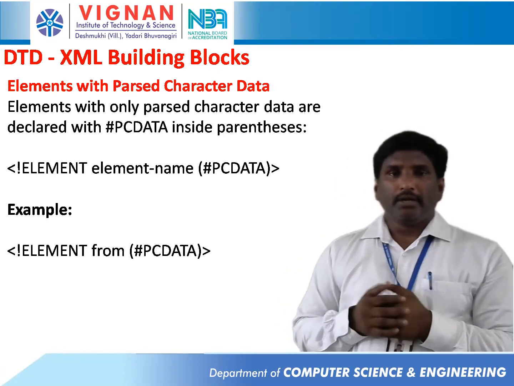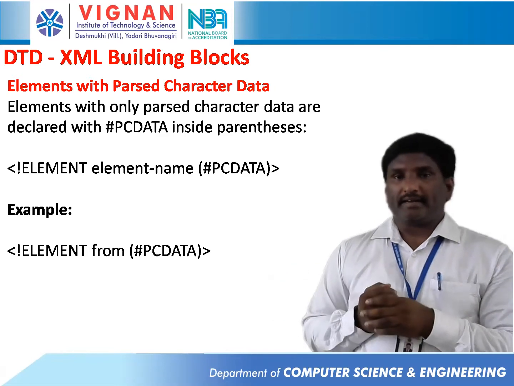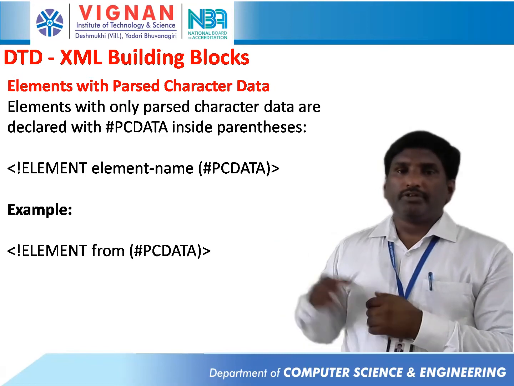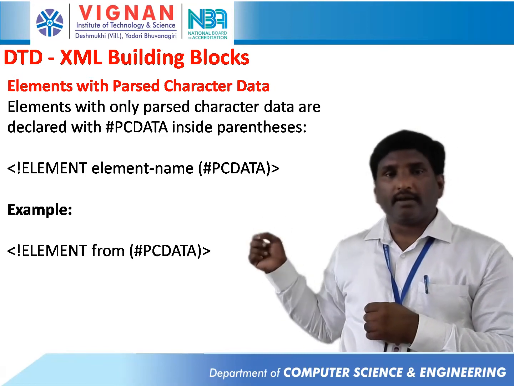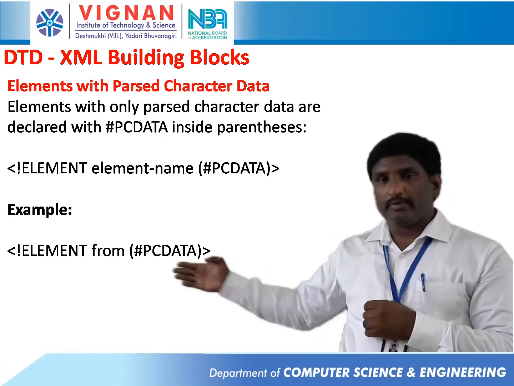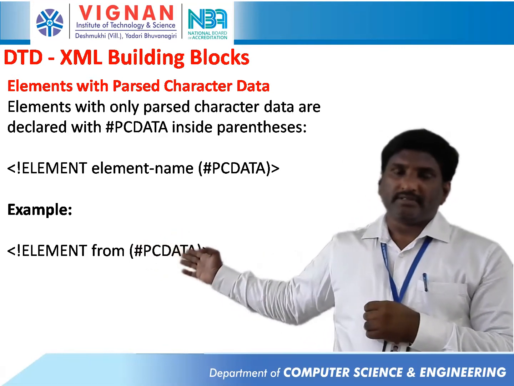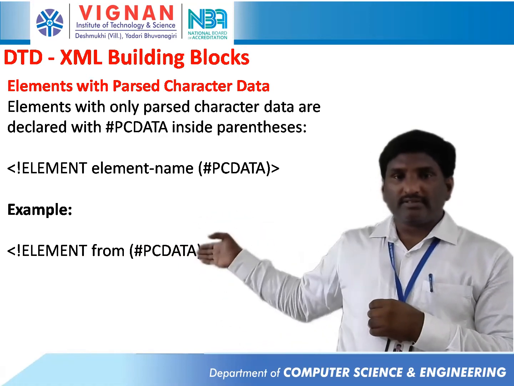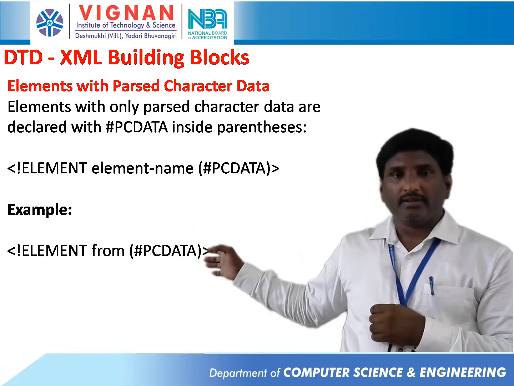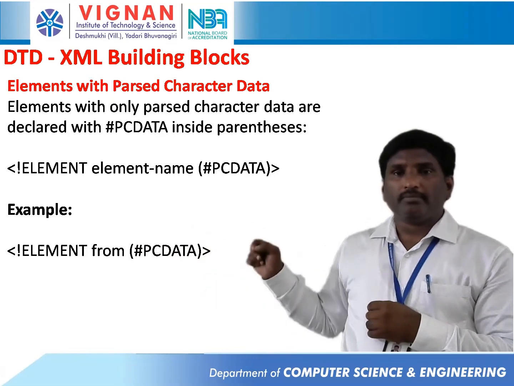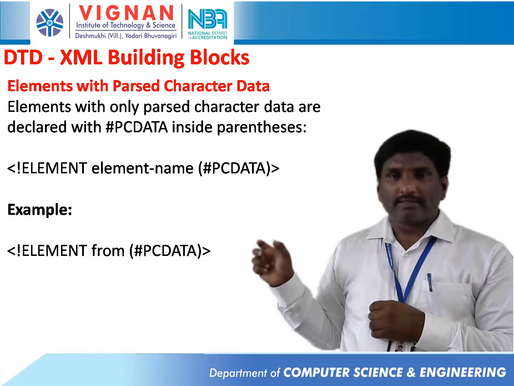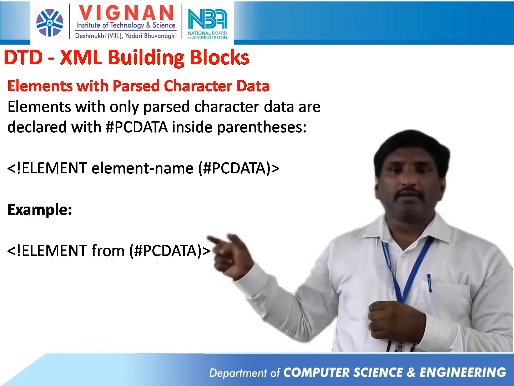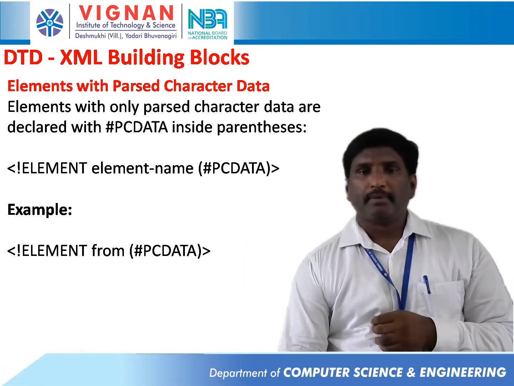Next, elements with parsed character data. We should specify the element with PCDATA. For example, the element from is the element name, and it will be PCDATA. So from has textual information. This is the document DTD, right? For the XML, opening tag from, the textual value, closing tag from. Between them there will be PCDATA, parsed.